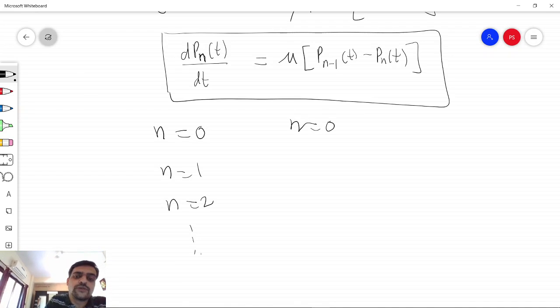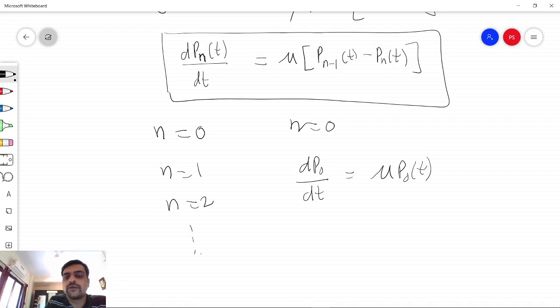So for n equal to 0, this becomes very simple, because then we get dp0 by dt is equal to minus mu times p0(t). Instead of n we substitute 0, and 0 minus 1 is minus 1. P of minus 1 has no meaning, because detection of minus 1 particles has no physical meaning in itself. So this is not defined, so this is 0. What remains is minus mu times p0(t).